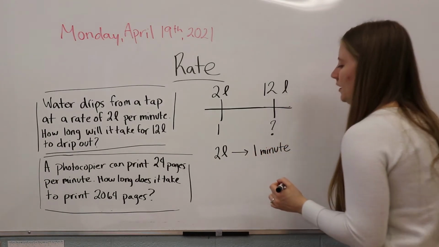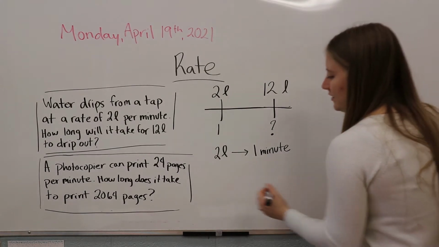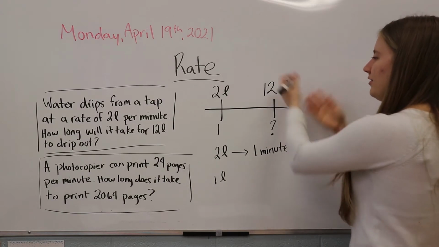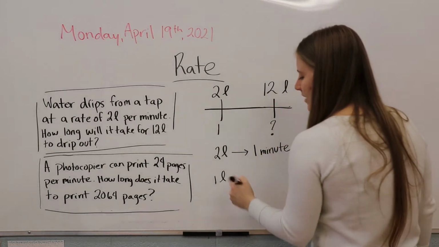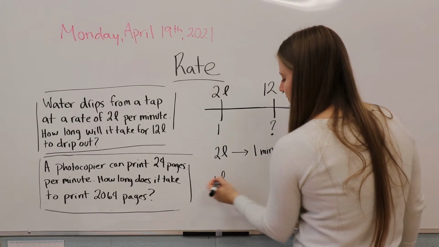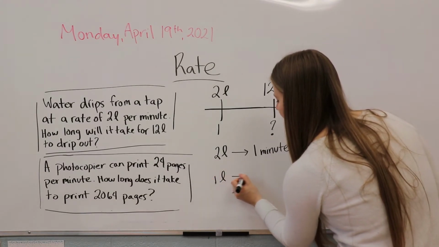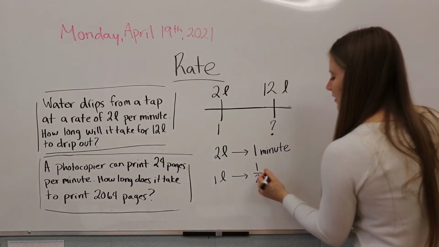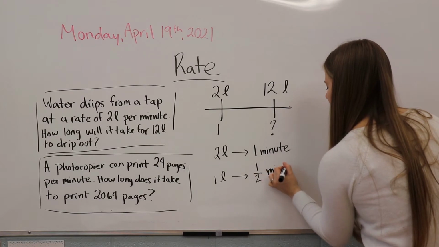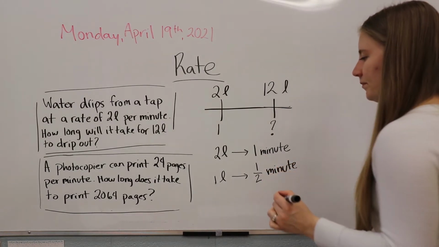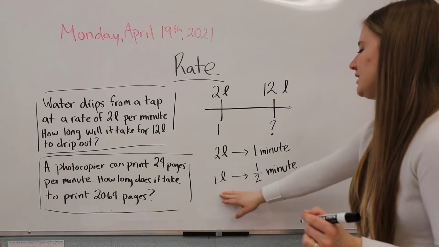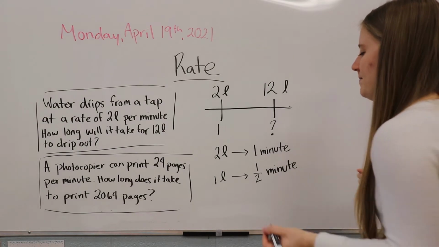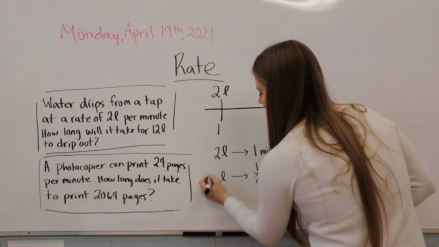Okay, and what we are going to do is find the value of 1 liter, because by finding the value of 1 liter, we can find the value of any amount of liters, like 12. And to get from 2 to 1, we divide it in half, or we have to divide by 2, so it's represented as 1 over 2, so half a minute. Okay. And that's the place we need to get to because this is the rate of the number of minutes per 1 liter.